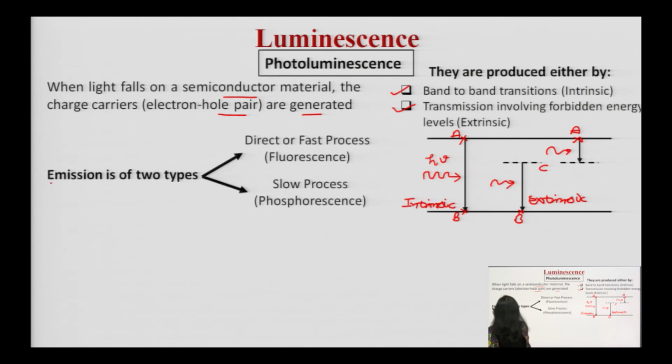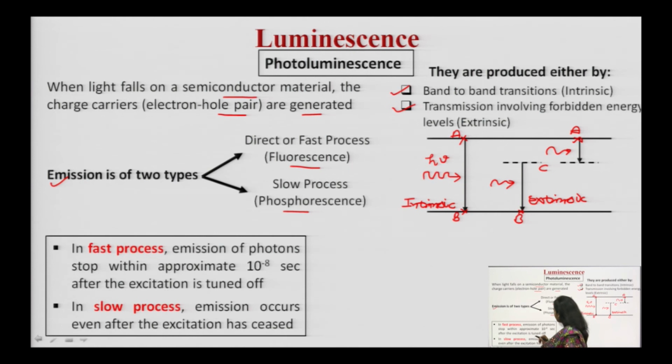Emission is of two types: direct or fast process, which is the fluorescence; and slow process, which is the phosphorescence. So, there are two ways of emission. In the fast process, emission of photons stops within approximately 10 raised to the power minus 8 seconds after the excitation is turned off. So, this is the case of the fast process.